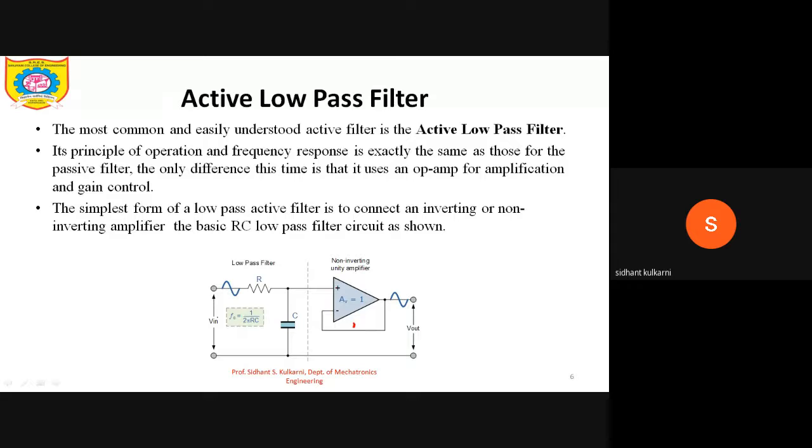Now let's look at this. XC, the capacitive reactance, is written as 1 upon 2 pi FC. What will happen? Try to understand. If frequency is almost zero, XC will be infinite. None of the voltage will pass through the capacitor because the capacitor acts as an open circuit, and this signal will be directly passed to the positive input terminal.